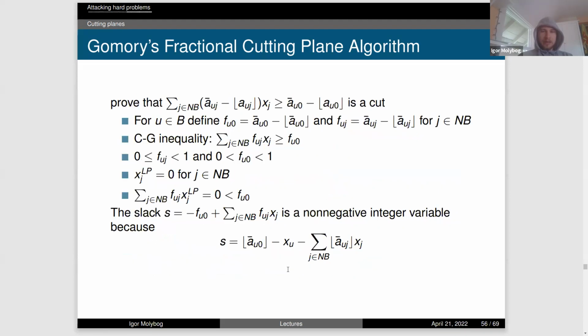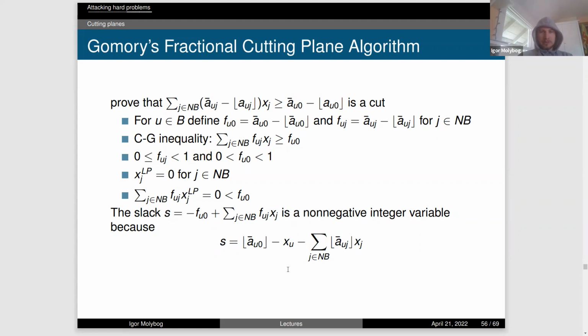This is a high-level idea of what we went over last time. We have proven that the constructed inequality is in fact a valid inequality. We have proven that the constructed inequality does cut off the obtained solution. From this point of view, it's a valid algorithm. But I would like to explain in slightly more detail, on an example, how exactly this fractional cutting plane algorithm works.